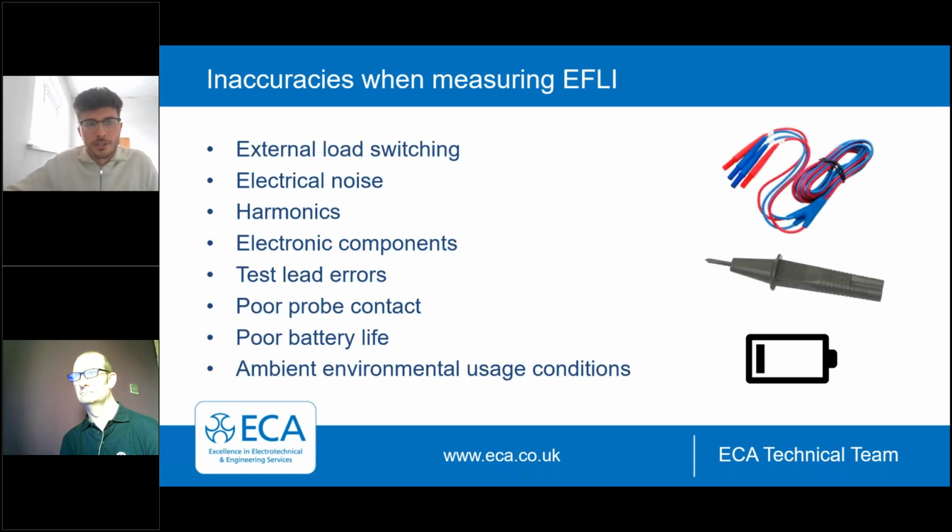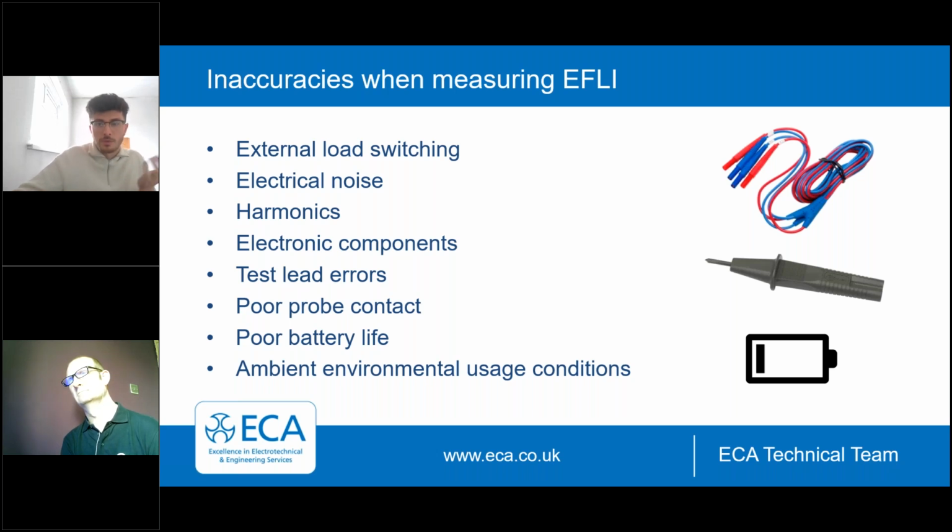Okay, so what other inaccuracies can occur when measuring Earth Fault Loop impedance? Now, we've already discussed that voltage is a factor and current. So things like external load switching will affect the voltage. It could cause a drop in voltage, which may cause inaccuracies within your reading. Electrical noise, again, it can affect voltage and frequency. So when we're carrying out measurements, circuits should preferably be tested where there is no load present.